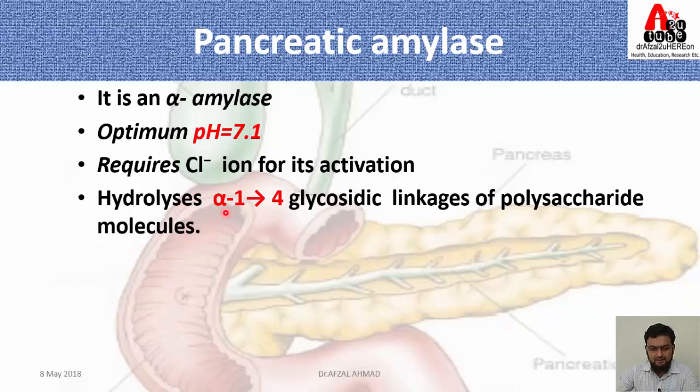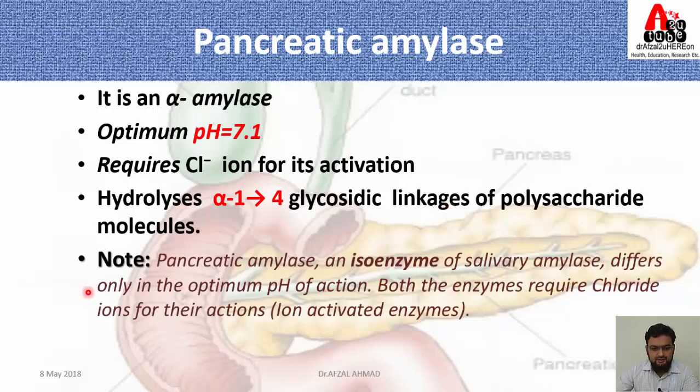It will hydrolyze the alpha 1,4 glycosidic linkage of the polysaccharide molecules, and it will break down the polysaccharide molecule into different monosaccharides or disaccharides. So in the note we have this similarity of pancreatic amylase with salivary amylase. Both these amylases are isoenzymes, one of the important examples of isoenzymes.